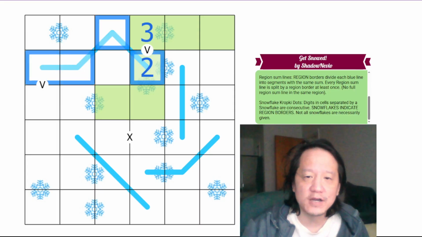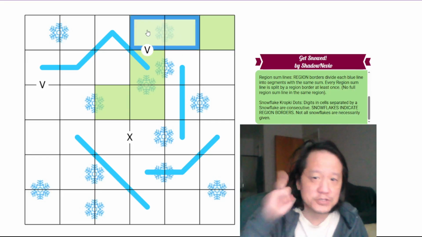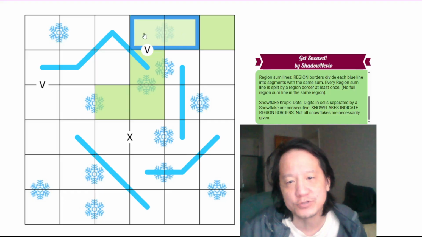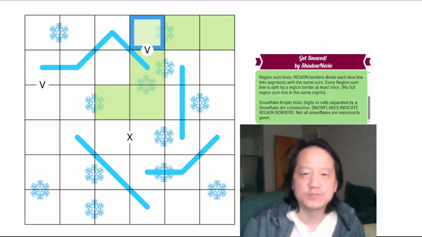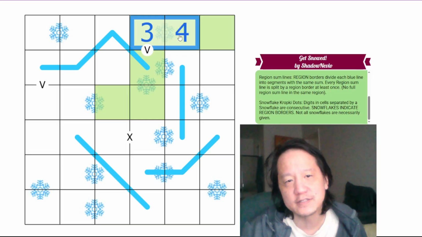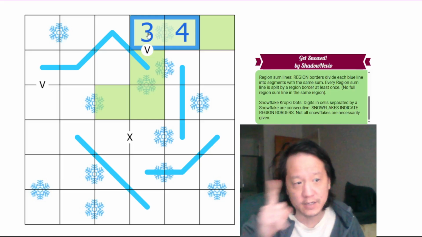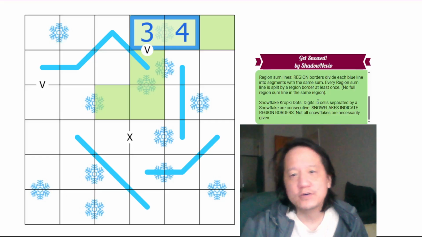And finally, we have snowflake Kropke dots, where digits in cells separated by a snowflake are consecutive. And snowflakes indicate region borders. So that means a snowflake is a region border also, and not all snowflakes are necessarily given. So for example, if this were a 3 here, this would have to be 2 or 4. Because the snowflake indicates that the cells separated by the snowflake are consecutive, and there's a region border where the snowflake is. And those are all the rules.